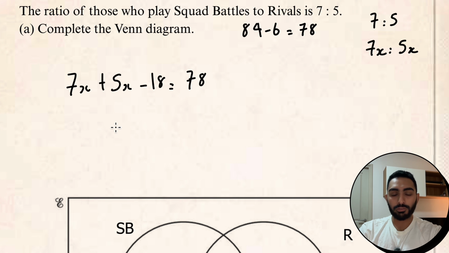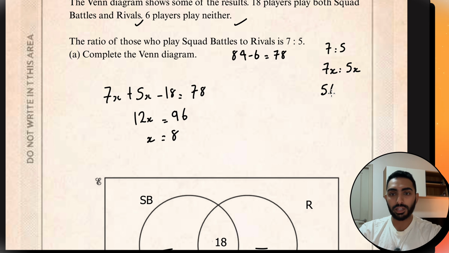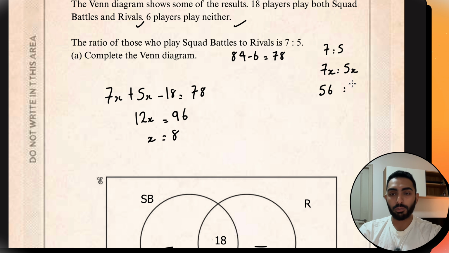And now we can solve that to find what x is. That'd be 12x minus 18, so the opposite of that is adding 18. That'd be 96. That means dividing by 12. x would be 8. And then we can find out what the 7x is worth and what the 5x is worth. 7 times 8 would be 56. And 5 times 8 would be 40.